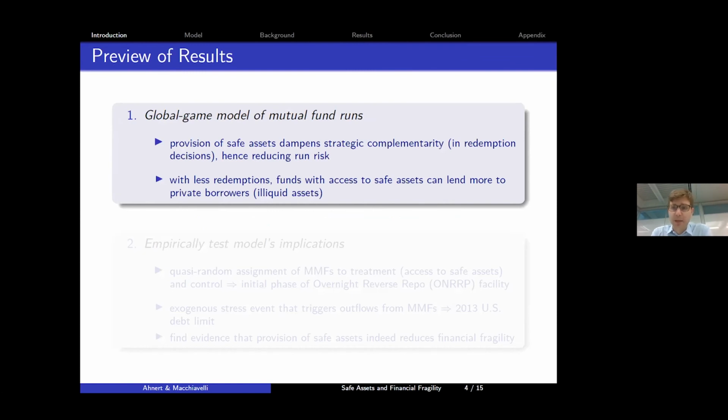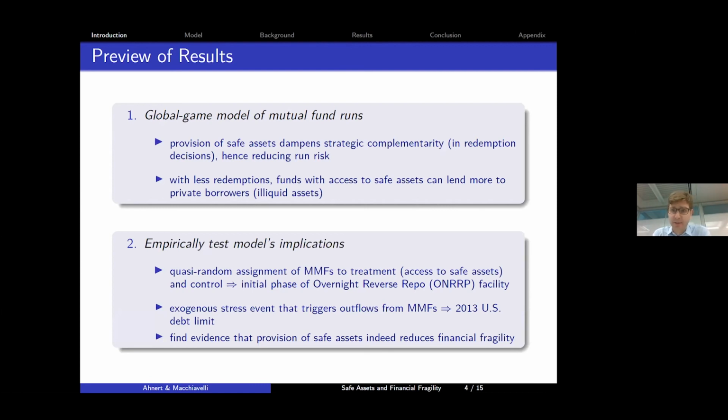In the first part, we are proposing a parsimonious global games model of mutual fund runs. In particular, we look at how access to a safe asset affects the strategic complementarity in redemption decisions, and we show theoretically that it reduces run risk. As a result of the lower run risk of money funds with access to safe assets, as well as the features of safe assets themselves, we show that funds that have access to safe assets can lend more to private borrowers, fund more of these illiquid assets, and get more lending to the real economy, even in crisis times.